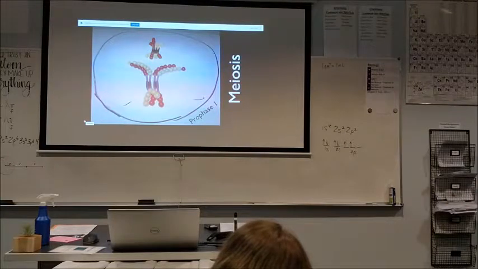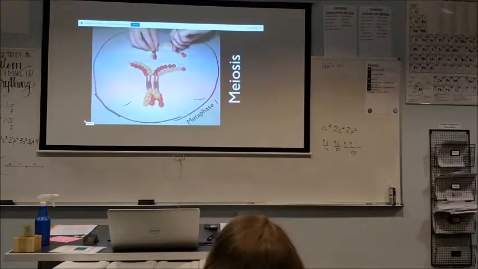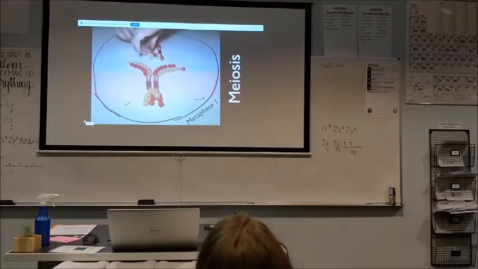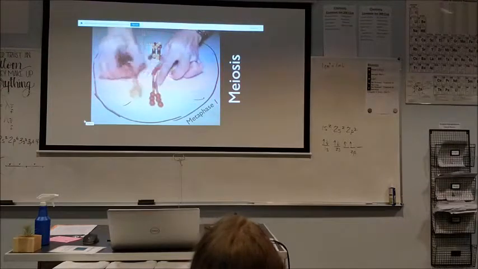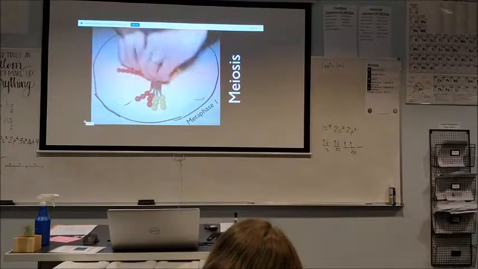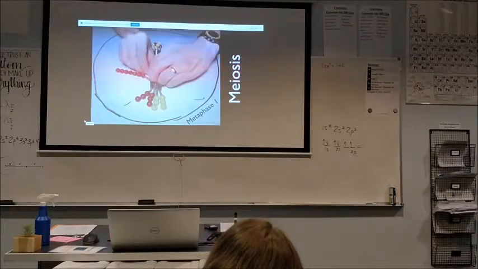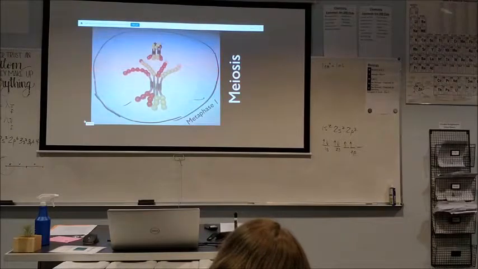Another important thing happens at the next step, which is metaphase 1. This might line up like this, but it also might line up like this. And this might line up like this, but it also might line up like this. And this is called independent assortment. In other words, depending on which side they line up on, they're going to be pulled in a different direction.